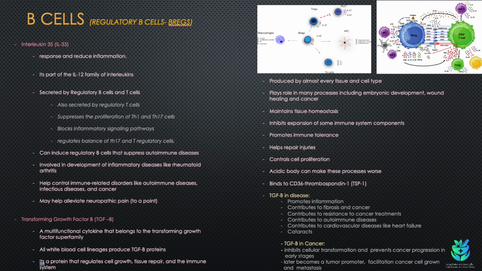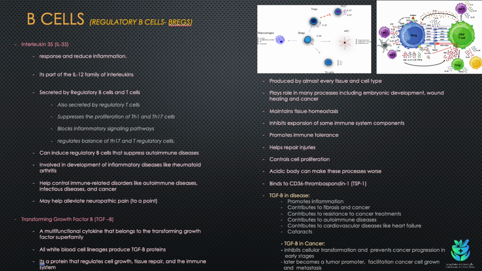So if you're not doing what you can to get healthy and these processes keep running amok because you're constantly giving it triggers, infections, or whatever the case may be, it later becomes a tumor promoter, facilitating cancer cell growth and metastasis. So again, it's super important that you keep your immune system and your B regulatory cells under control. Remove your triggers. Get your stress under control. Exercise and get a good night's sleep and a good diet.